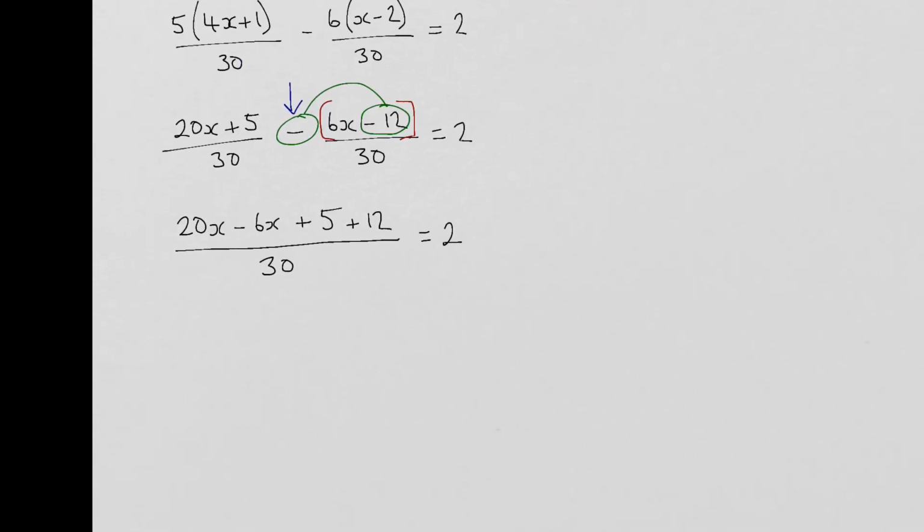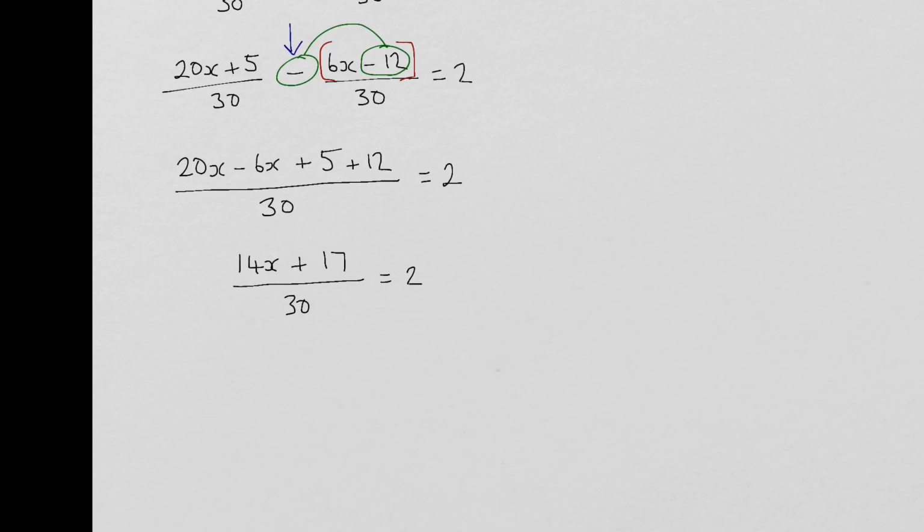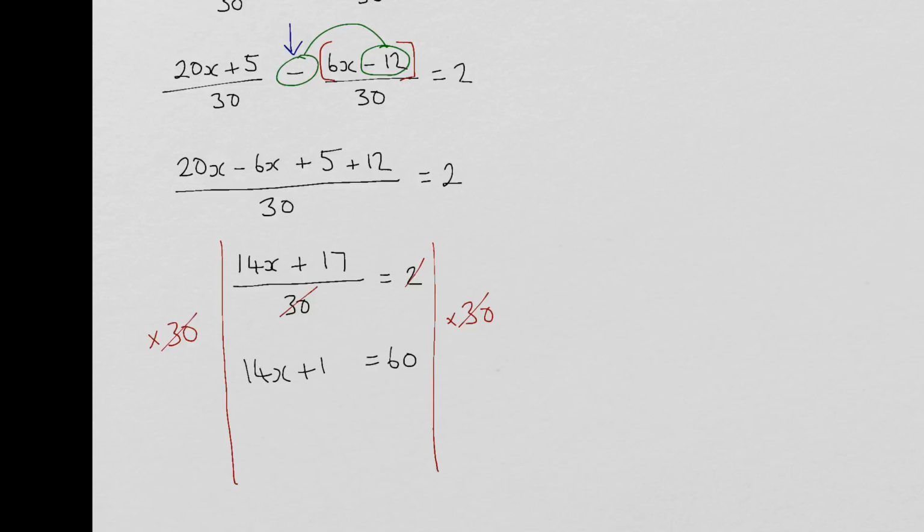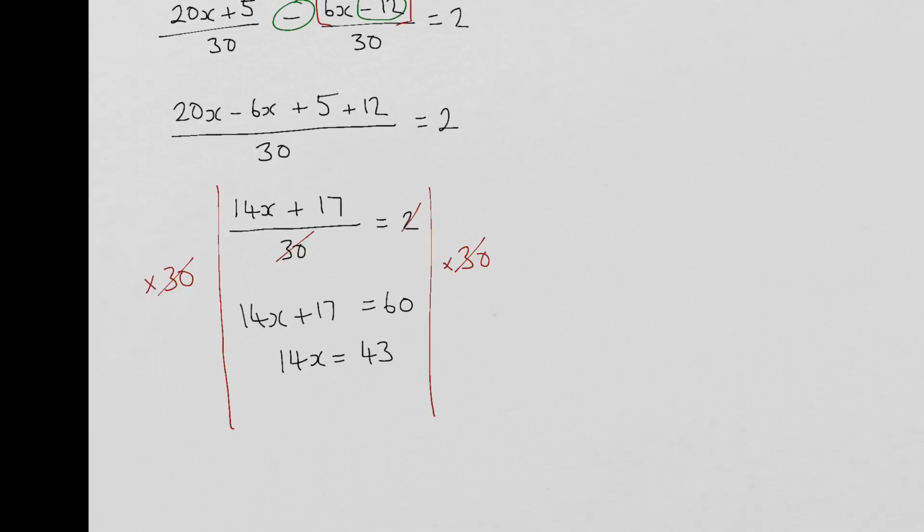So going through now and simplifying my top line, I will get 14x plus 17 all over 30 is equal to 2. And now we're just going to go on to solve. So I am going to multiply both sides by 30. They're going to cancel out. And 2 times by 30 is going to give me 60. Subtracting 17 from both sides is going to give me 43. And then finally, use your calculators on this last part for the 43 divided by 14.